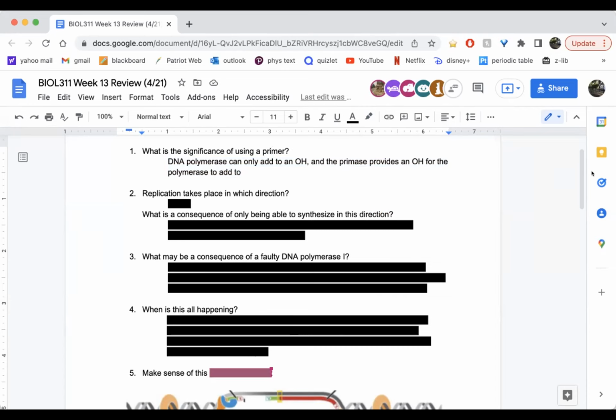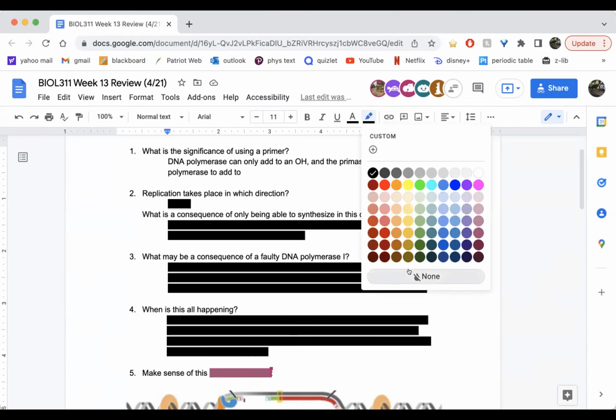And so that's, yes, Casey, that's part of elongation. All right, next question. What direction does DNA replication take place? So 3' to 5' or 5' to 3'? Yes, it's 5' to 3'.